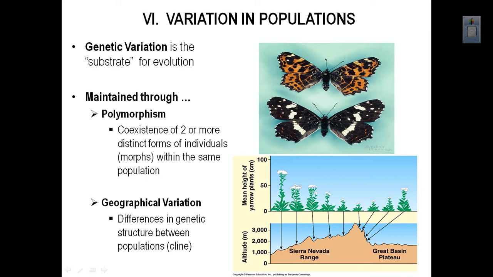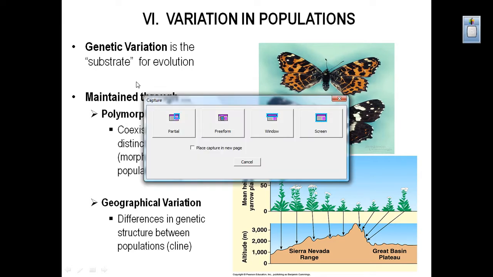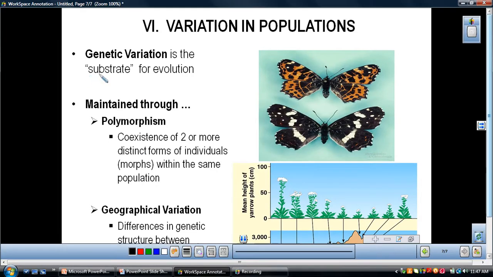It's kind of like the substrate for evolution, which means it's what's acted upon in evolution. Evolution is acting on genetic variation. So it's going to be maintained through several things.